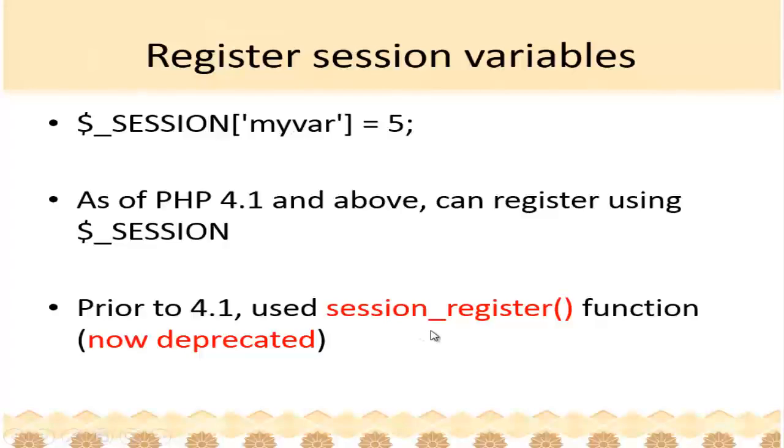In olden days, people used to set the value using session underscore register. This has been deprecated from 4.1 onwards. So suppose you read a book and in that book they are saying session underscore register, please stop reading that book because it is an outdated book altogether. Okay. So this is the new way. They have pulled out this method.